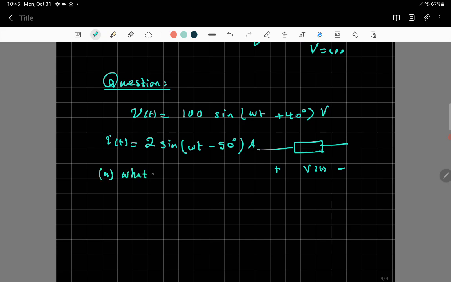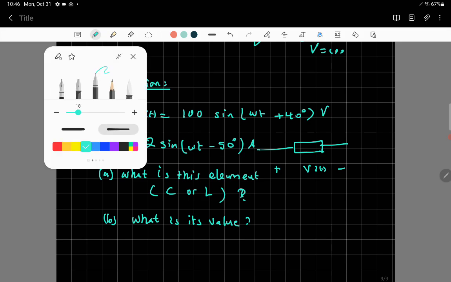So the question is, what is this element? Is it C or L? Is it an inductor or a capacitor? After you answer this question, what is its value? It means if it's an inductor, how many Henry? If it's a capacitor, how many Farad? So how do we solve this question?